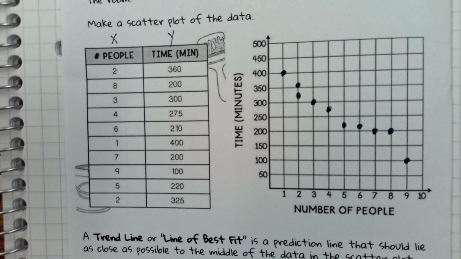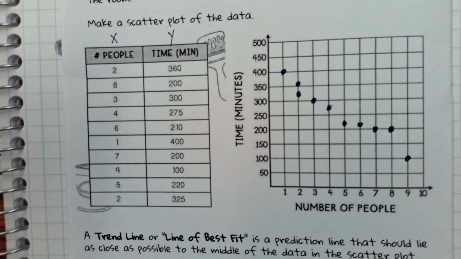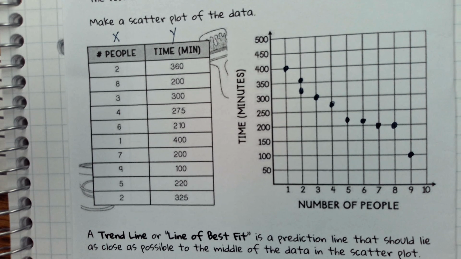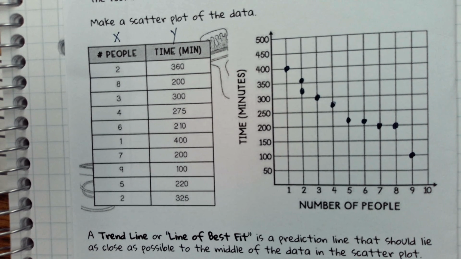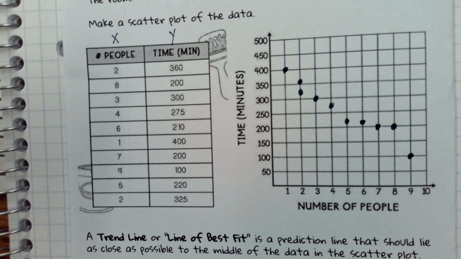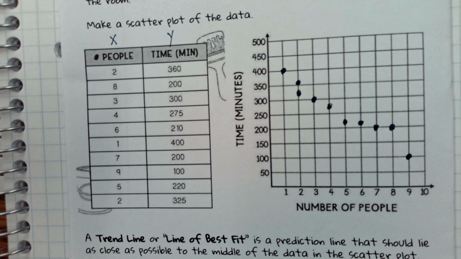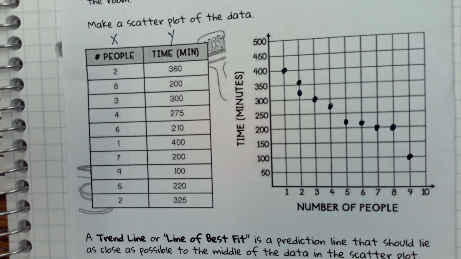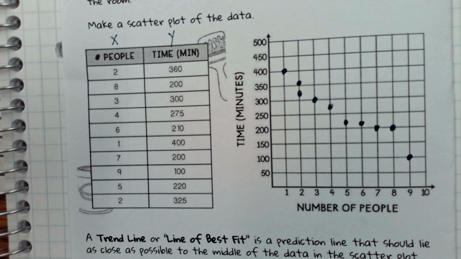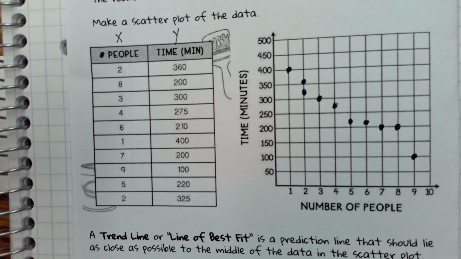Let's see here. What do we got? Can you guys read off the numbers for me, please? 2, then 8, 3. Okay. 3, then 4, then 6. 1, 7, 9. 5.